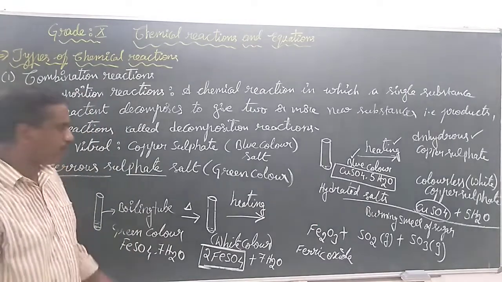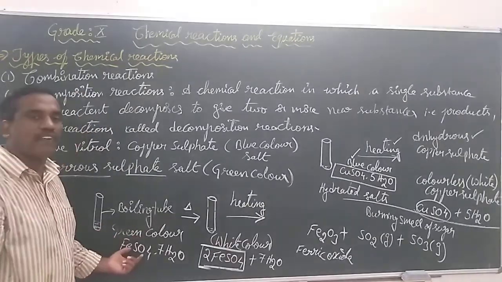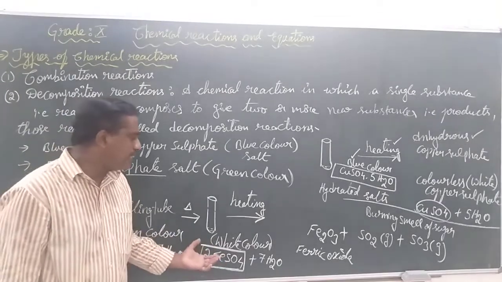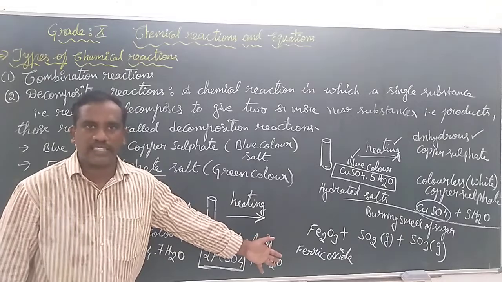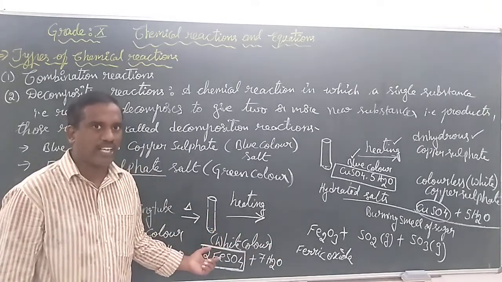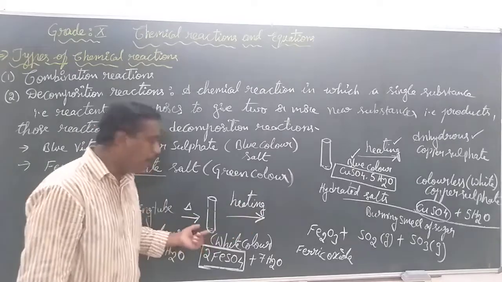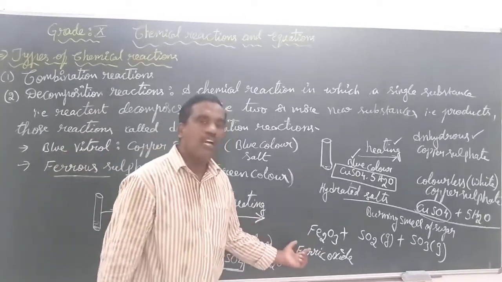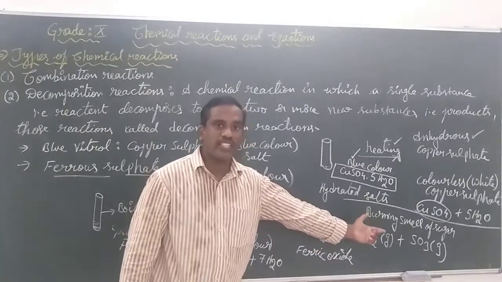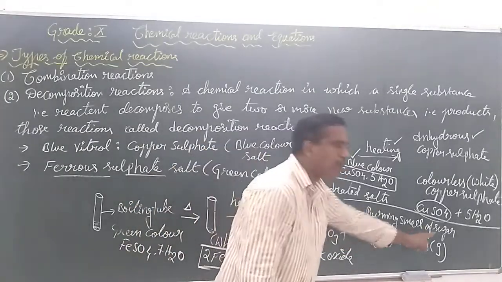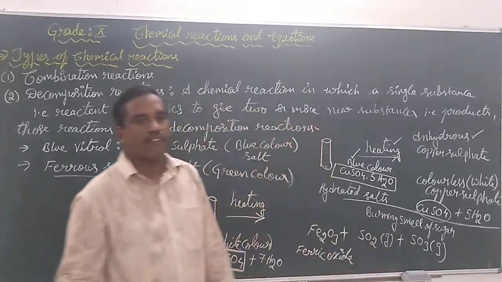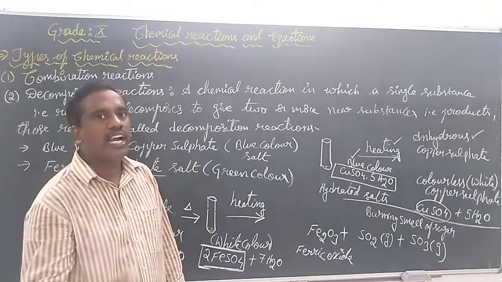Once again, when green colored ferrous sulfate is initially heated, first it will turn to white color because it is losing the water molecules attached to it. This is called anhydrous ferrous sulfate, which upon further heating in the boiling tube forms ferric oxide, sulfur dioxide gas and sulfur trioxide gas. The burning smell is due to the presence of the gases sulfur dioxide and sulfur trioxide.